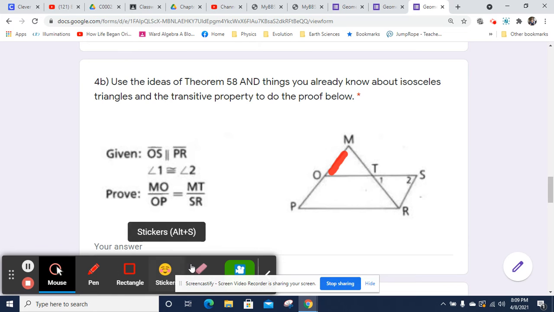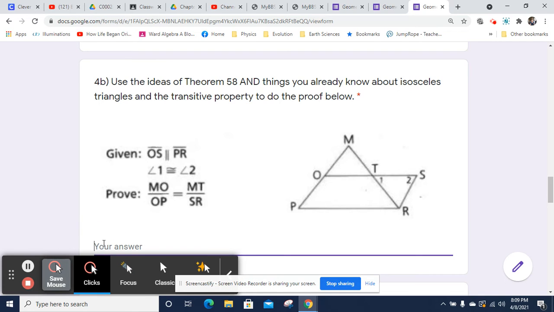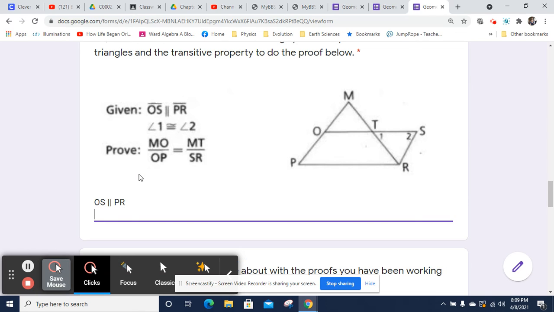So let's go back, get the eraser, and just start typing in here. We know a couple of things. Let's start off with the givens. OS is parallel to PR. So this is OS and PR, they're parallel. And we know that, and this will be really important, angle 1 is congruent to angle 2.